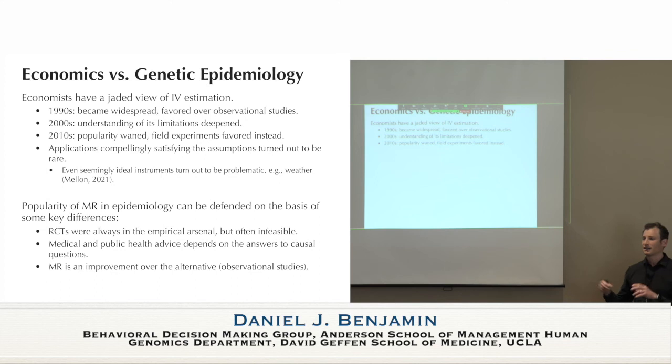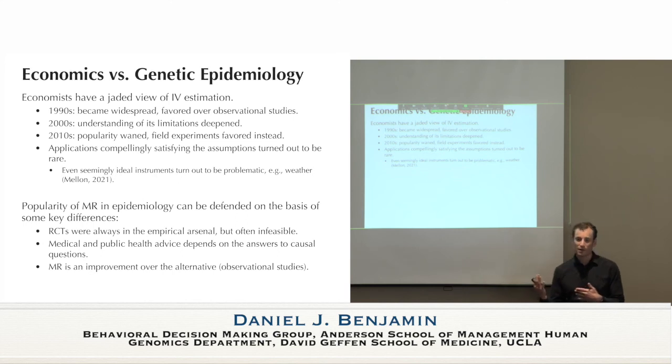But the kind of classic instrumental variables, things like distance to a cardiac center, those are less popular in the top papers. And the reason is that economists now think that finding applications that compellingly satisfy the assumptions is pretty rare. And there are cases where even seemingly ideal instruments turn out to be problematic. There's a nice recent paper that looks at weather, which has been used a lot as an instrument for all sorts of things because it seems like a great instrument. But the problem is it actually affects lots of things. And so there's lots of channels by which the exclusion restriction can be violated.